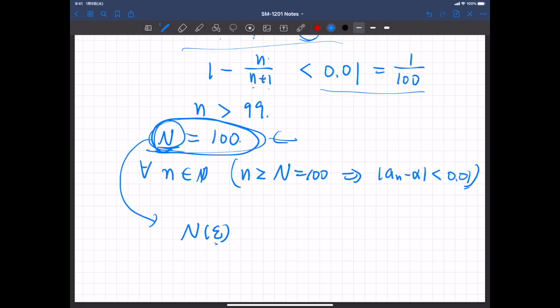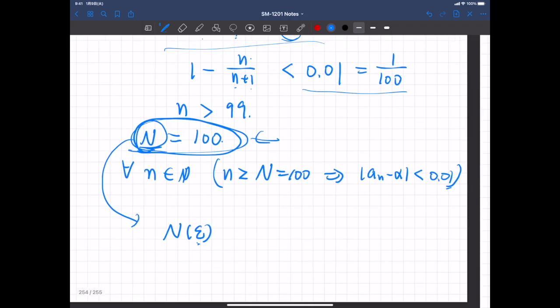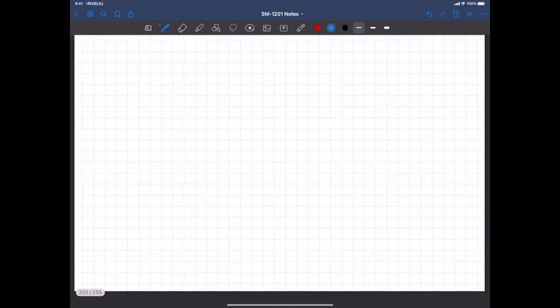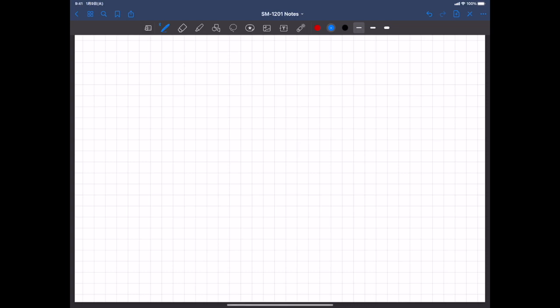So if you know this, then you should point out what's wrong with this definition of convergence. Wrong definition of convergence.